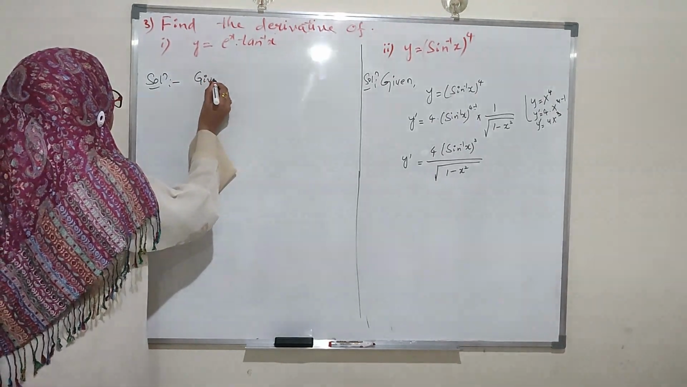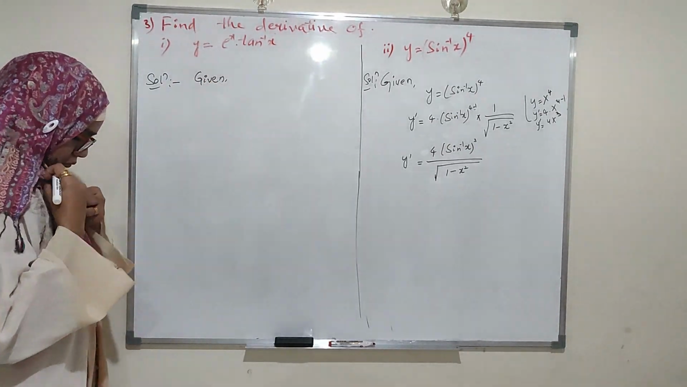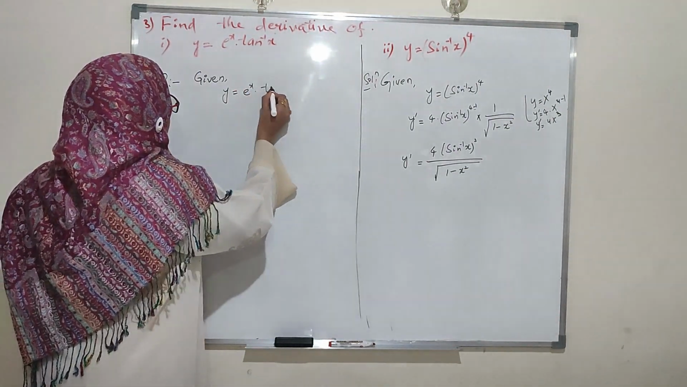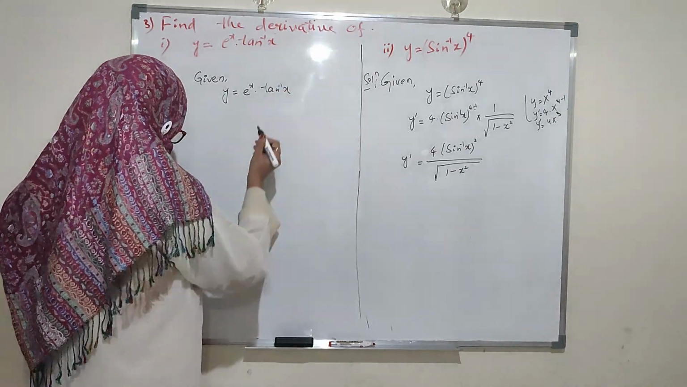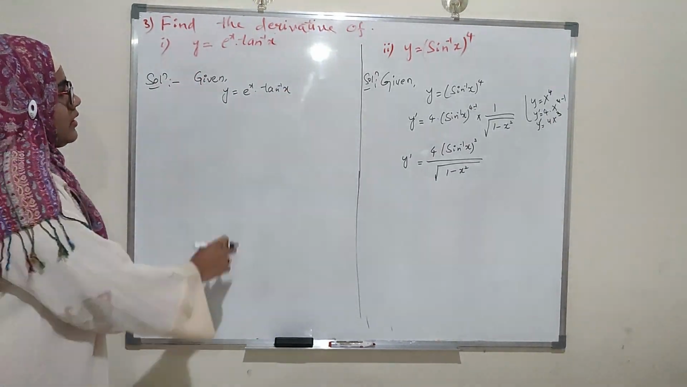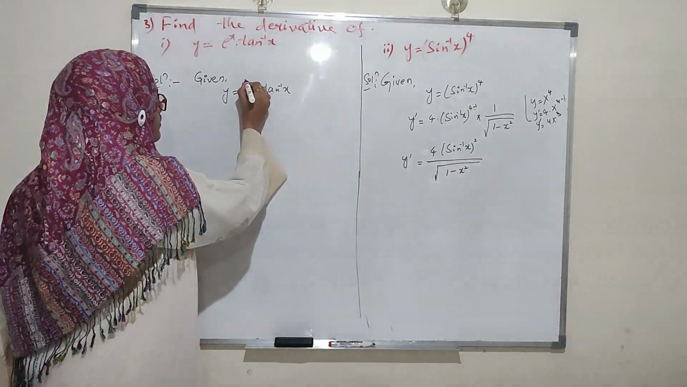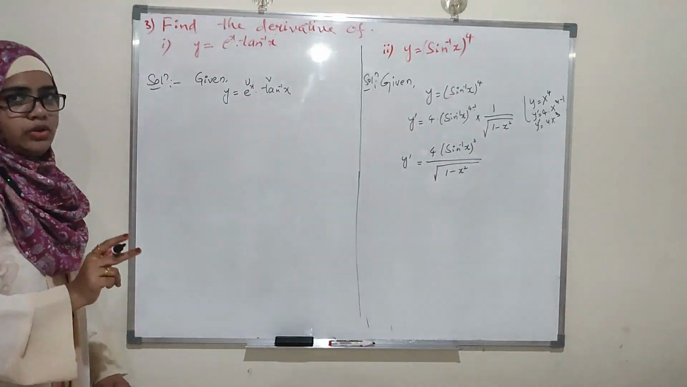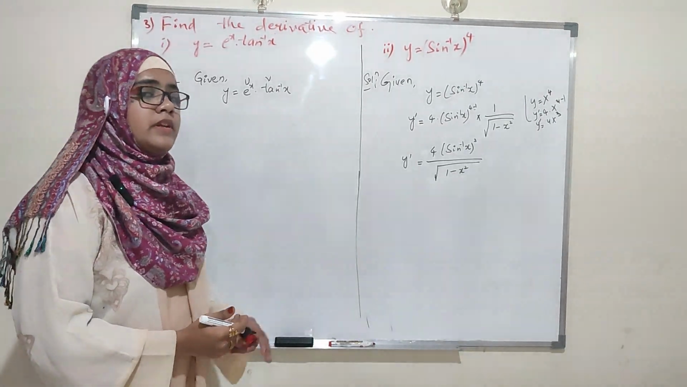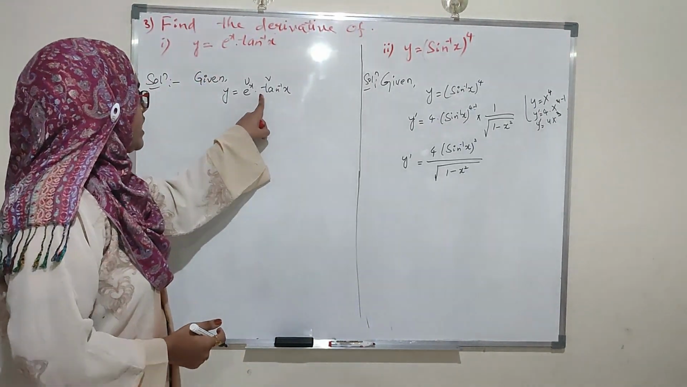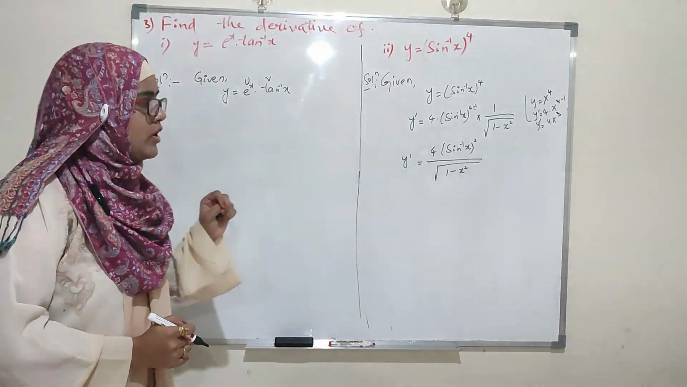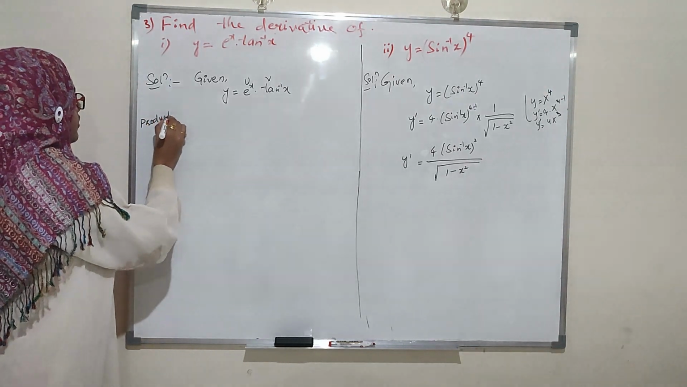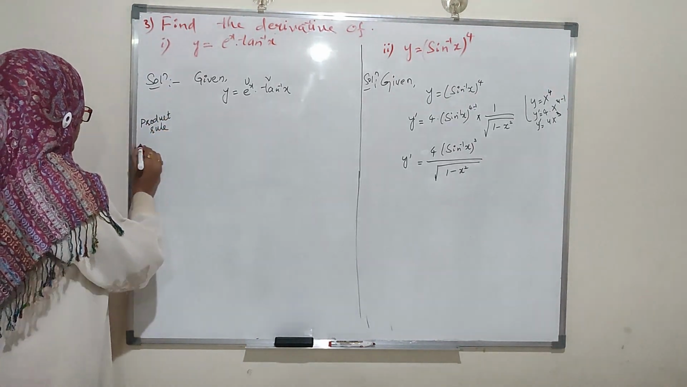Given y is equal to e raised to power x into tan inverse of x. Now suppose this one is the first function u and this one is v. Here we have two terms in multiplication, and we have to find the differentiation, which means we have to apply the product rule. What is the product rule? I will write it down here, in your first column you can write product rule.